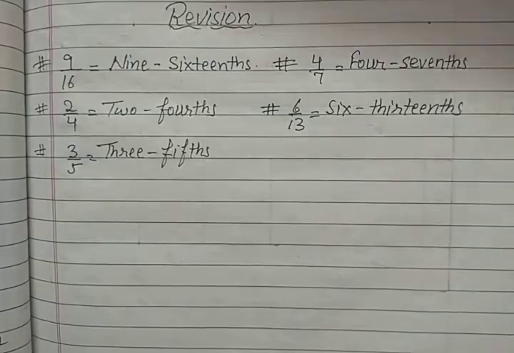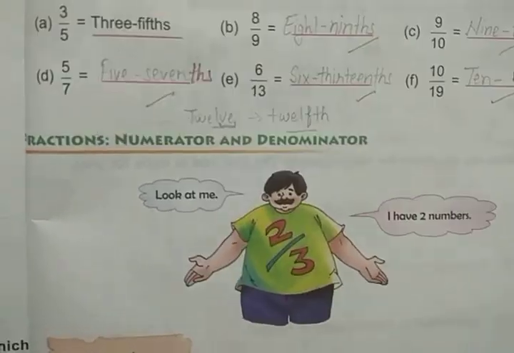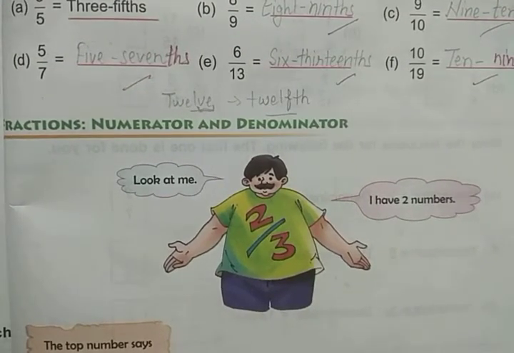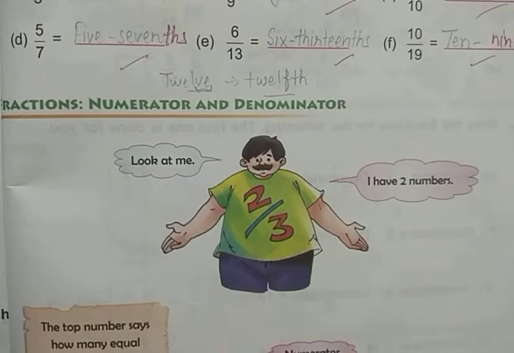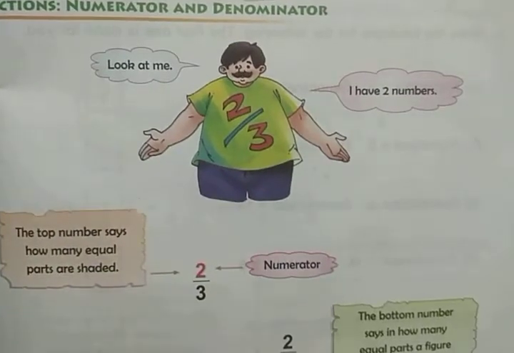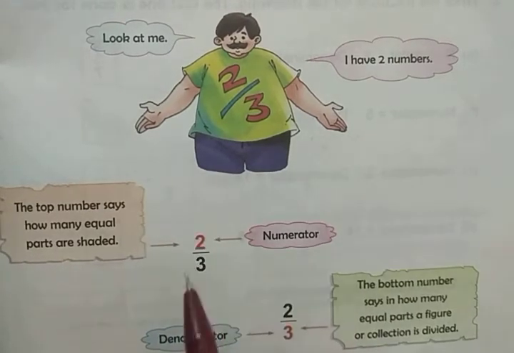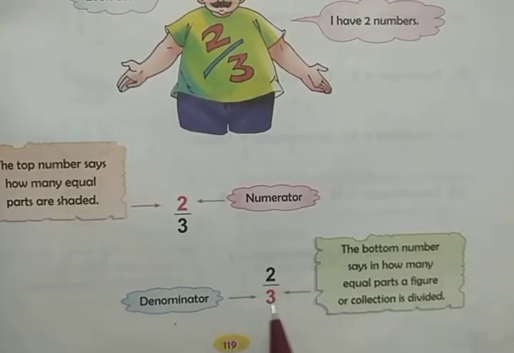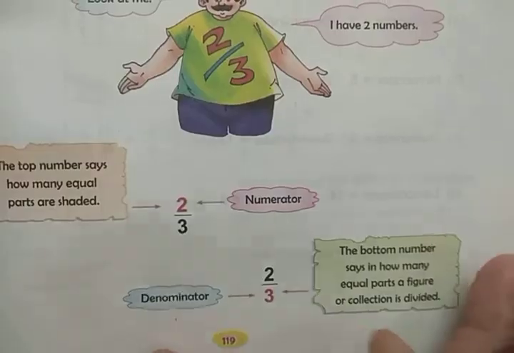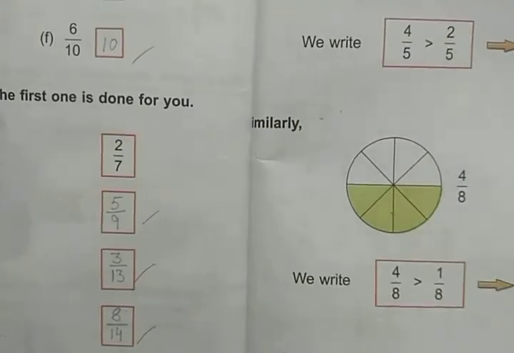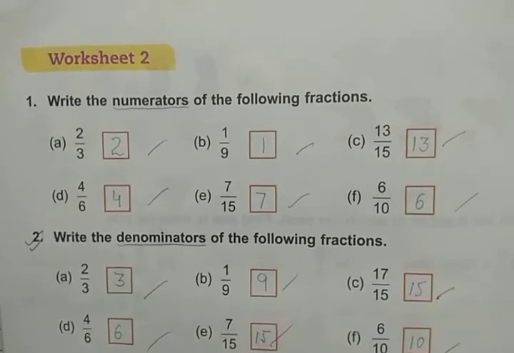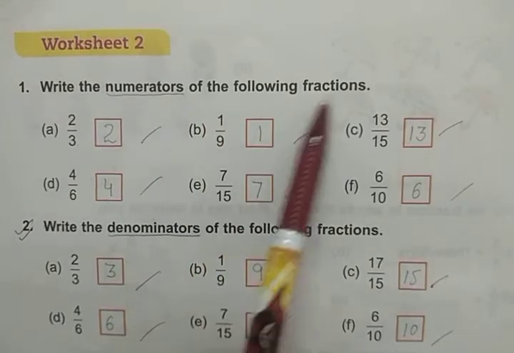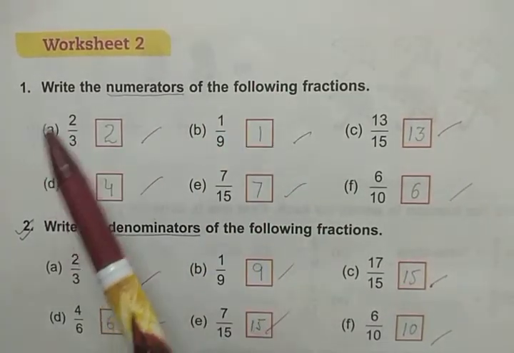Now next is your numerators and denominator. So what is numerator and denominator in the fraction? We have learned that the top number is numerator, it is called as numerator, and the lower number, जो lower number होता है, that is denominator. So that we have learned. So based on it we have worksheet number 2. So here write the numerators of the following fractions. Very easy. You have to write the numerators.